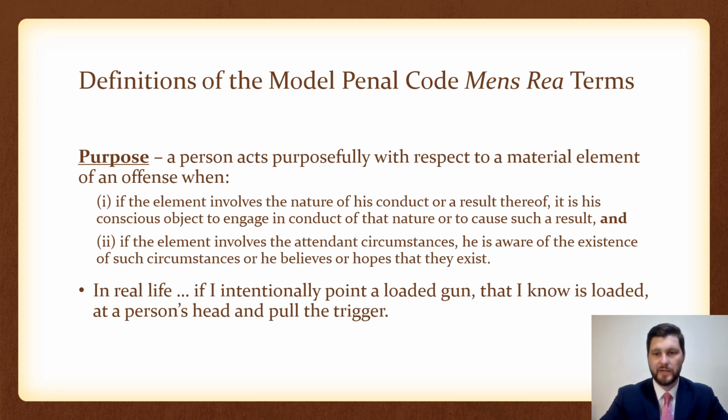So that brings us to the definitions of the Model Penal Code mens rea terms. So like we talked about, purpose. A person acts purposefully with respect to a material element of an offense when, number one, if the element involves the nature of his conduct or a result thereof, it is his conscious object to engage in conduct of that nature or to cause such a result. And if the element involves the attendant circumstances, he is aware of the existence of such circumstances, or he believes or hopes that they exist.